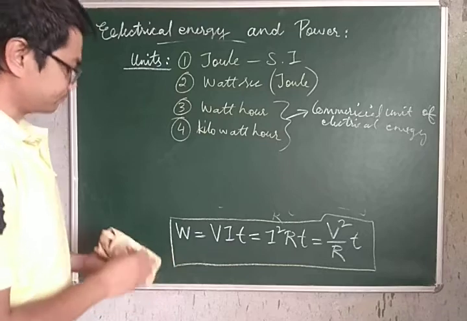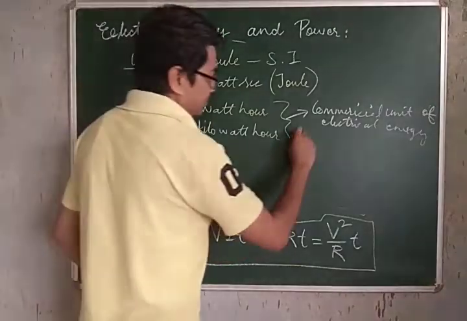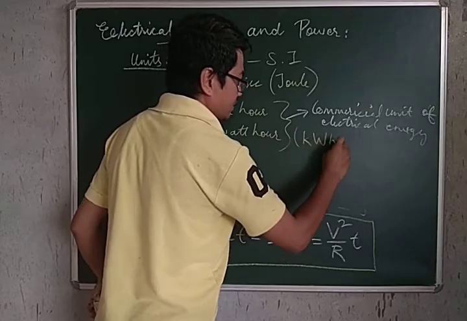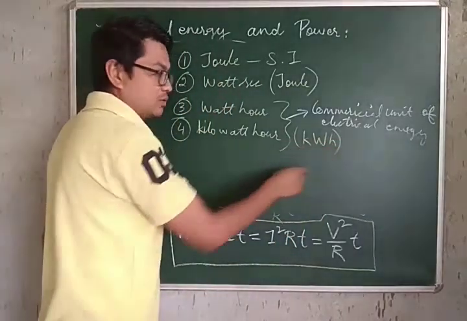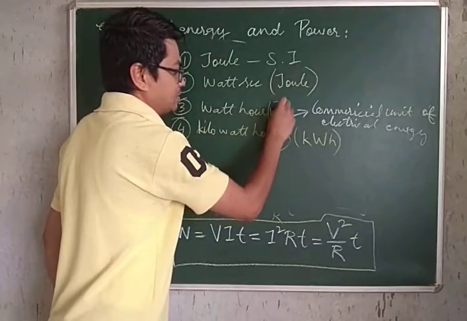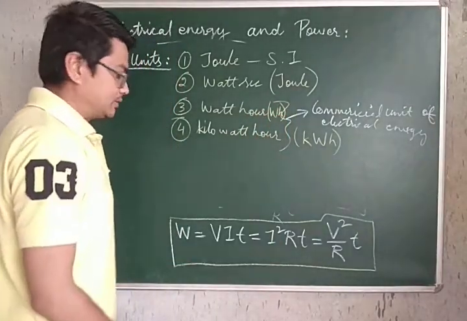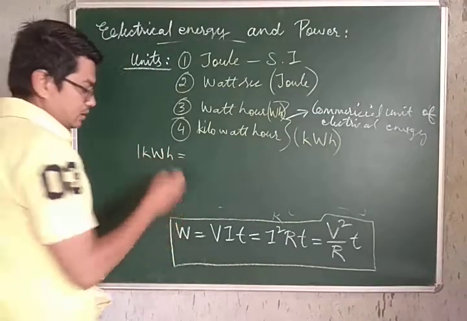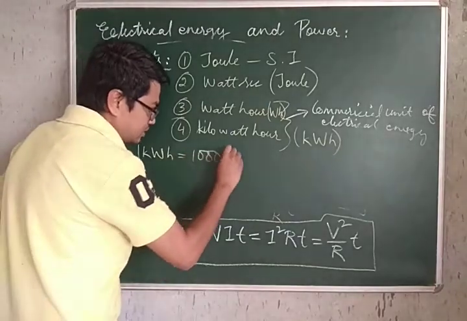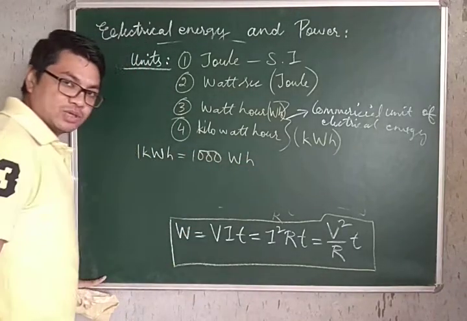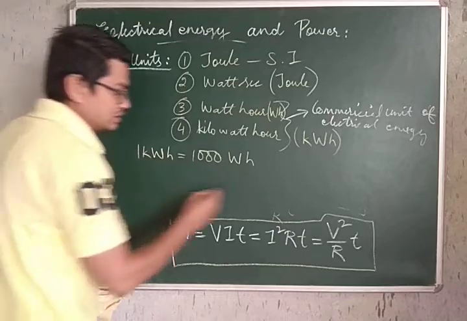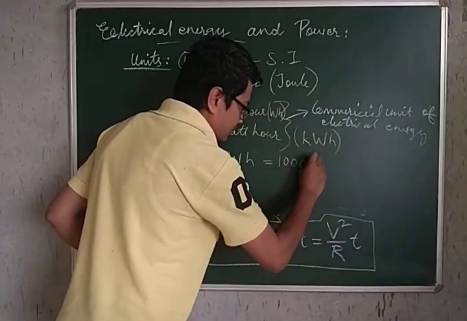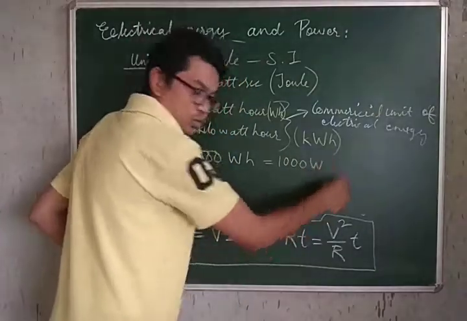Alright, so 1 kilowatt hour, by the way, is also written as small k, capital W, small h, kilowatt hour. Likewise, watt hour is written as capital W, small h, like this, watt hour. So 1 kilowatt hour can be written as 1000 watt hour, because kilo means 1000. This can be written as 1000 watts into 1 hour, of course.